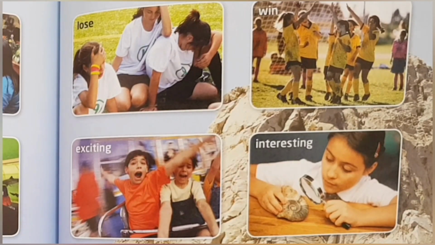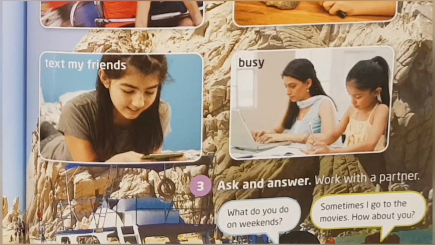Exciting. The roller coaster is exciting. The roller coaster was exciting. Interesting. My hobby is interesting. English class was interesting. Text my friends. I use my phone to text my friends. Yesterday, I texted my friends. Busy. I'm very busy right now. I was very busy yesterday.